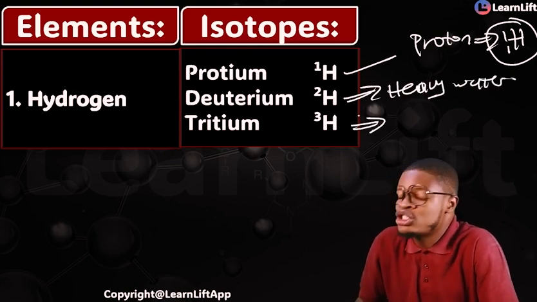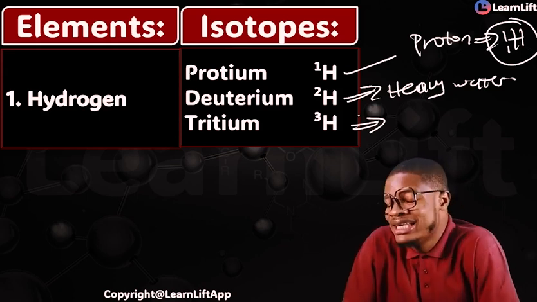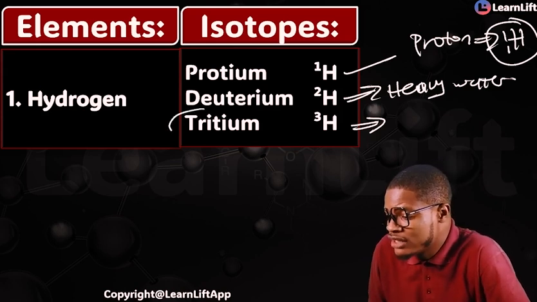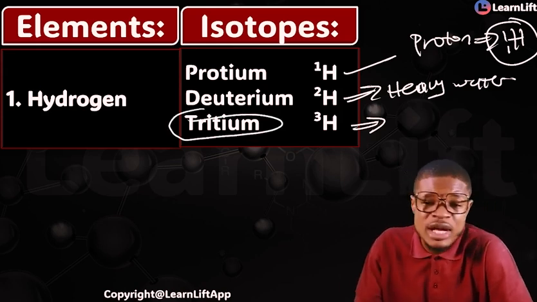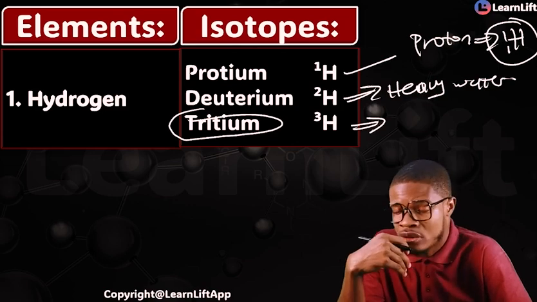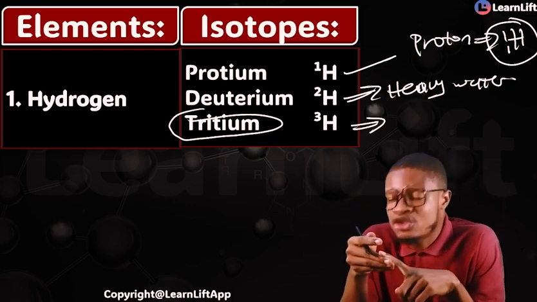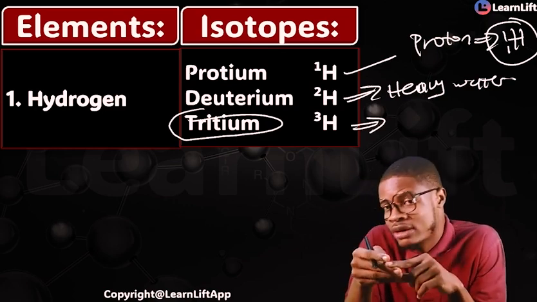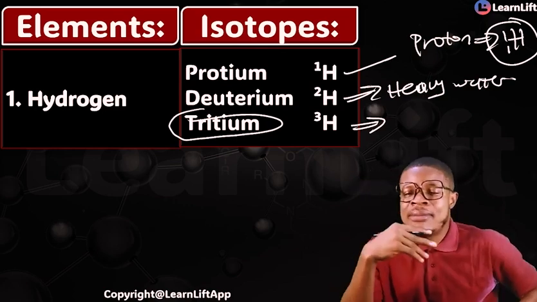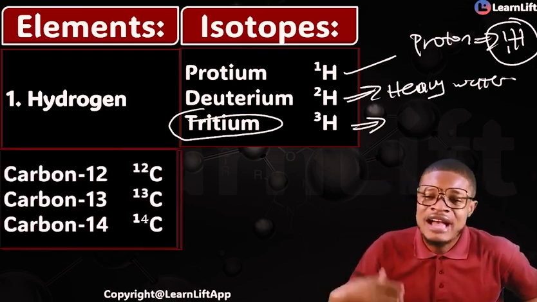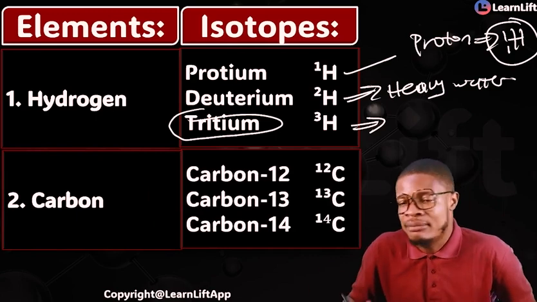And then number 3 is called tritium. Tritium is the one that is radioactive. Which one is radioactive? Tritium is radioactive. When we get to radioactivity, I'll throw more light on that. Please, protium, deuterium, and tritium, not proton. You are wrong if you say proton. So number 1 element that undergoes isotopy, hydrogen. Another one is your carbon. Of course, we have carbon 12, carbon 13, carbon 14.